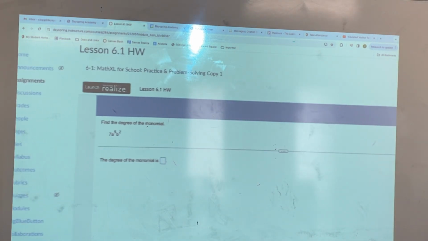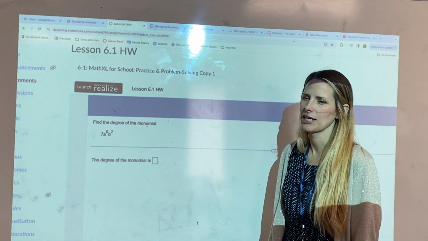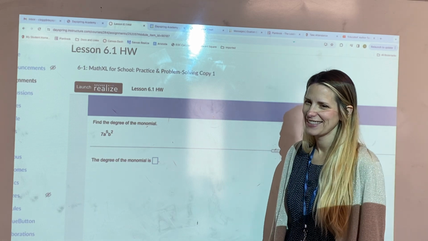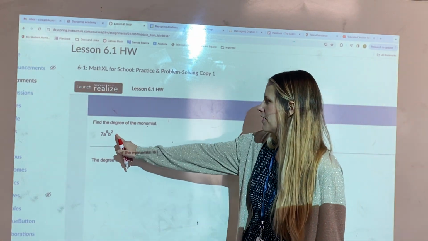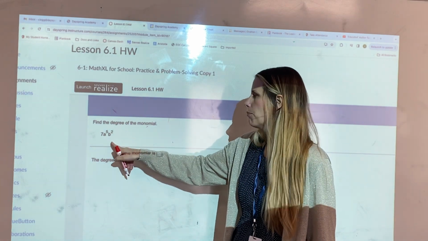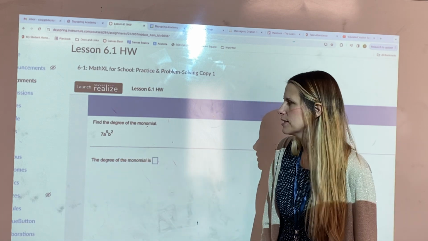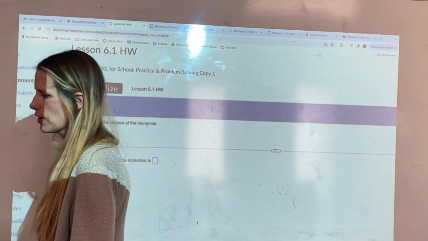Find the degree of this monomial. What is it? 7. This is one term here. It's a big term, but it's only one term. A to the 5th, b to the 2nd, add up your exponents. 5 plus 2 is 7. So that's the degree.